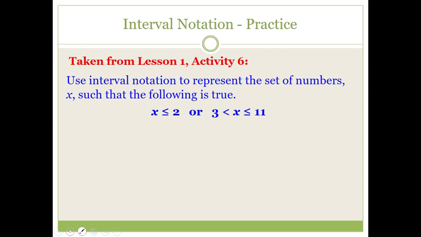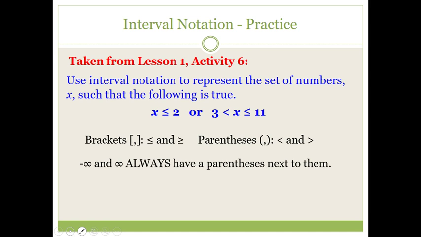All right. So we're going to use the brackets to indicate less than or equal to or greater than or equal to, and parentheses for less than and greater than. Remember, for negative infinity and positive infinity, we always have to use the parentheses, right? Because that is not a number that we can include, because it's not a number, it's a concept.